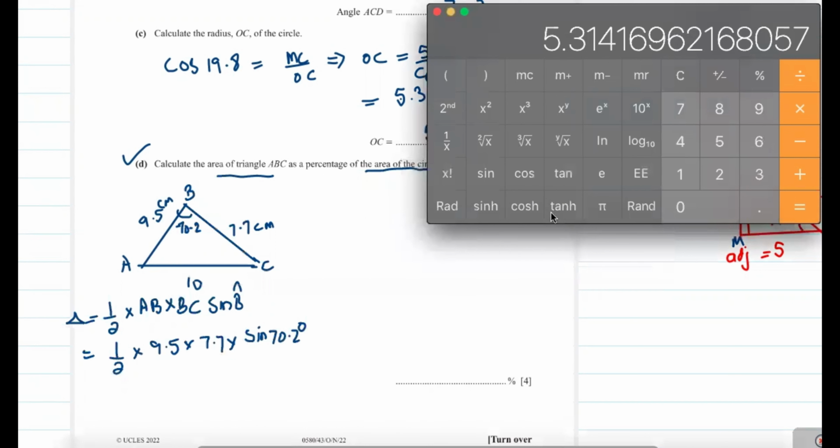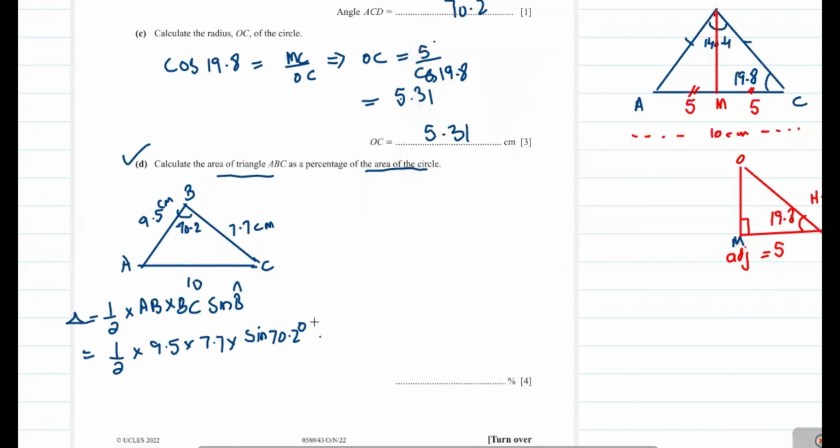Now we calculate it. You can see here 9.5 multiply by 7.7 divided by 2 multiply 70.2 sine, that is equal to 34.4, the area of the triangle. Next we find the area of the circle.